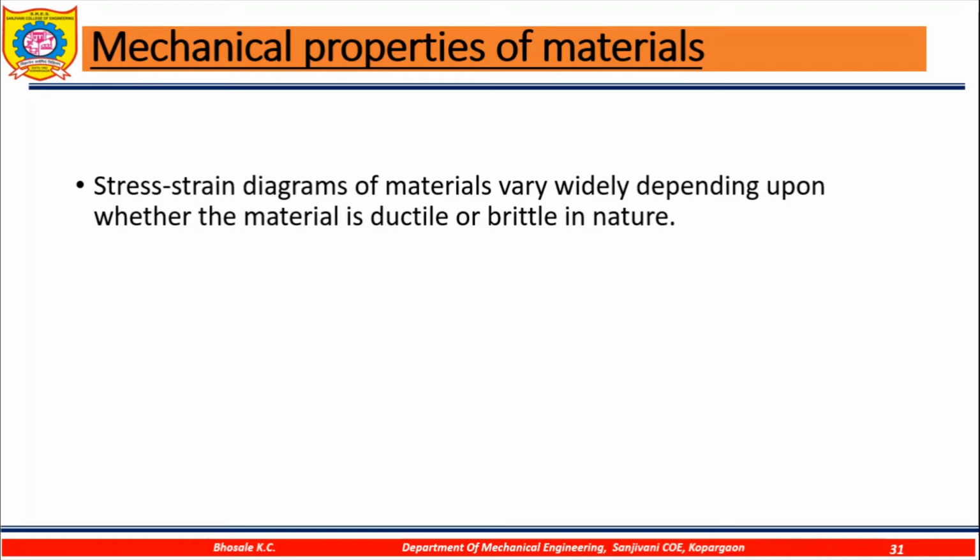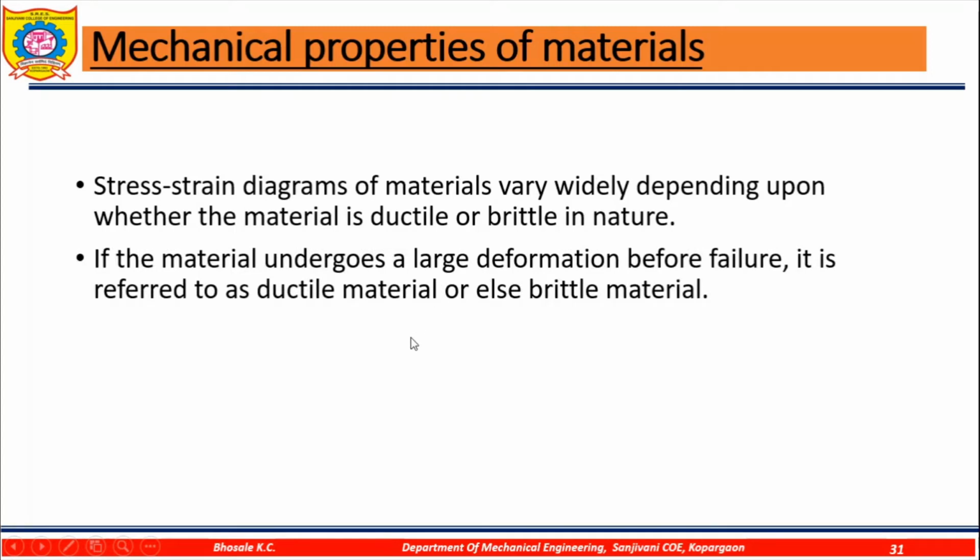Stress strain diagrams of materials vary widely depending upon whether the material is ductile or brittle in nature. So for different materials, the diagram will be different. There are some materials which show a yield point. There can be three cases: ductile material with a yield point, ductile material without a yield point, and the third diagram will be of brittle material. If the material undergoes a large deformation before failure, it is referred to as a ductile material, or else a brittle material.